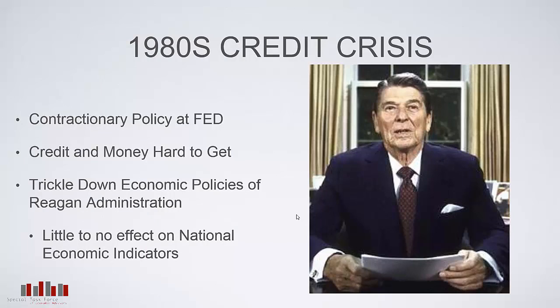Last and least, we see the 1980s credit crisis. There was a contractionary policy at the Federal Reserve, so they were not lending out money easily. Credit and money were both hard to get during the early 80s. We saw trickle-down economic policies of the Reagan administration also playing a role in this. And we had little to no effect on the national economic indicators. It was just that people were struggling. And that's what we see there.